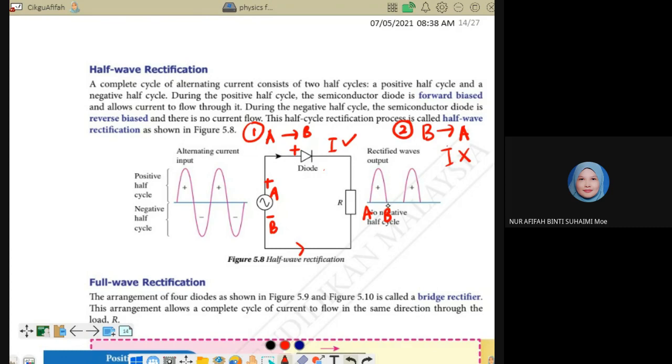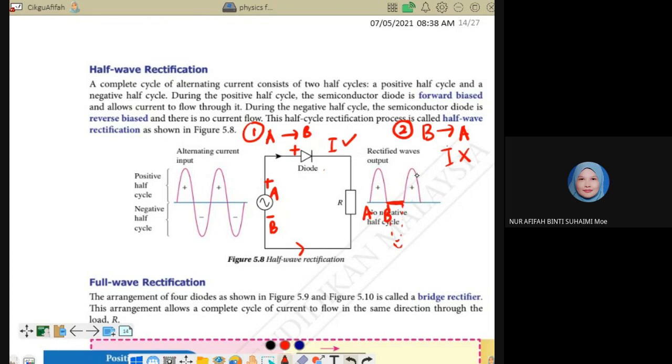For negative, let's say here got negative, not supposed to be negative. But now the diode's in reverse bias, there's no current flow lah, so dia akan jadi flat. The graph will be flat like this. And then continue. Continue the current flow from positive to negative, or A to B again, the graph becomes like this again.